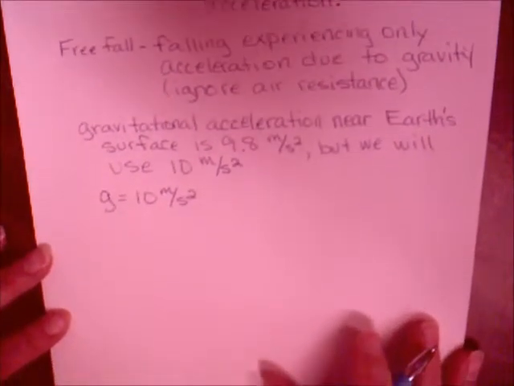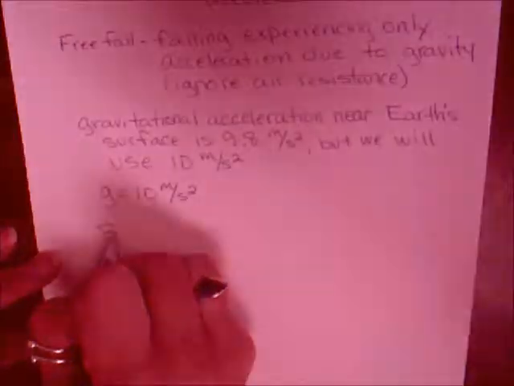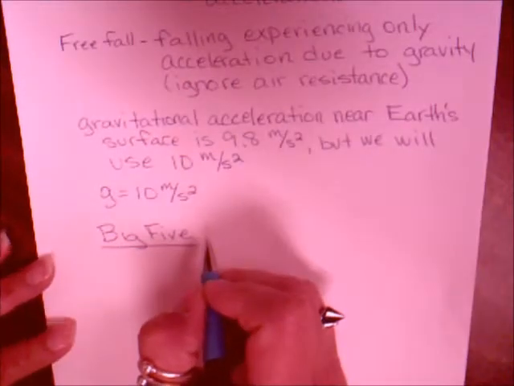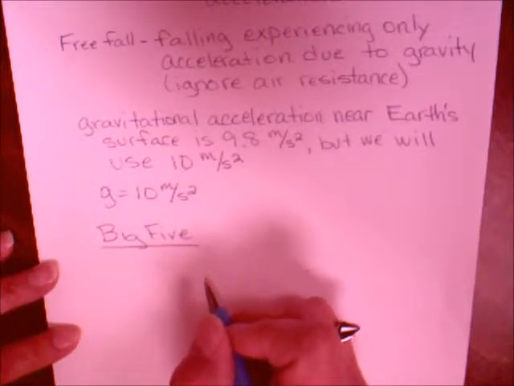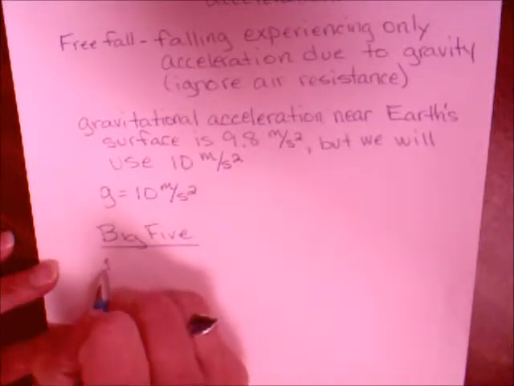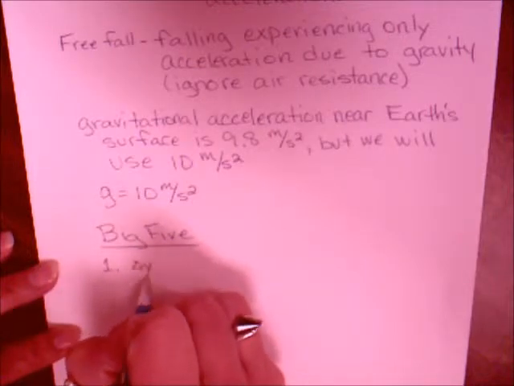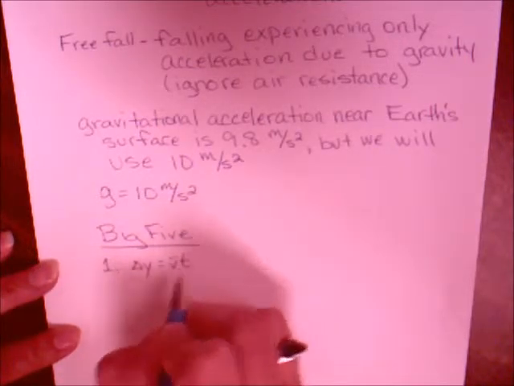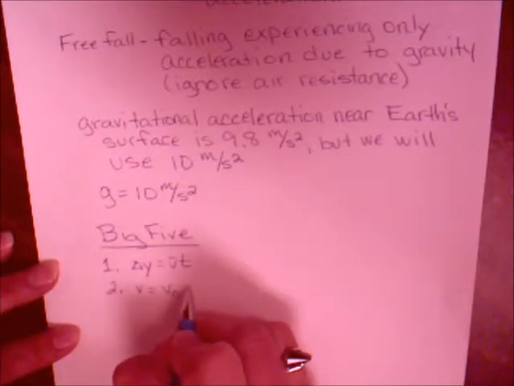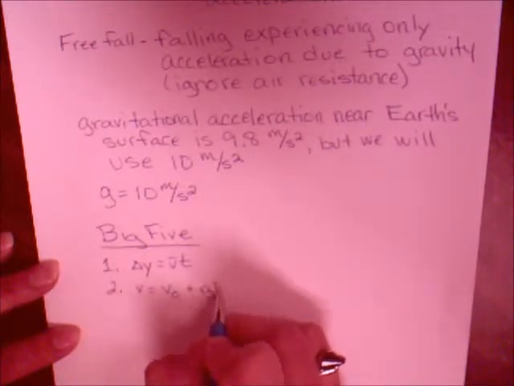We will still be using the big 5, but they're going to look a little different. Instead of the x direction, we will have the y direction. Instead of a, acceleration, we will be using g. So the big 5 now look like this. Change in y equals vt. Number 2 does not change at all. I'm wrong, the a changes to a g.